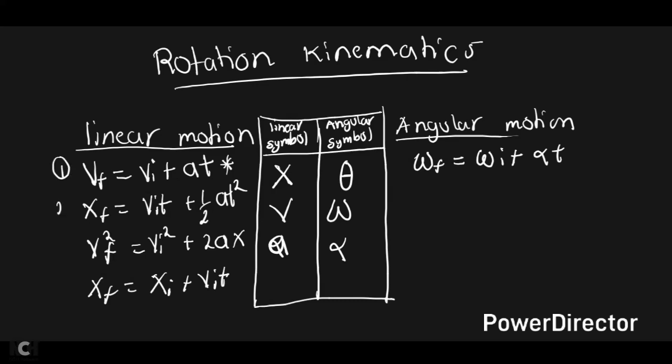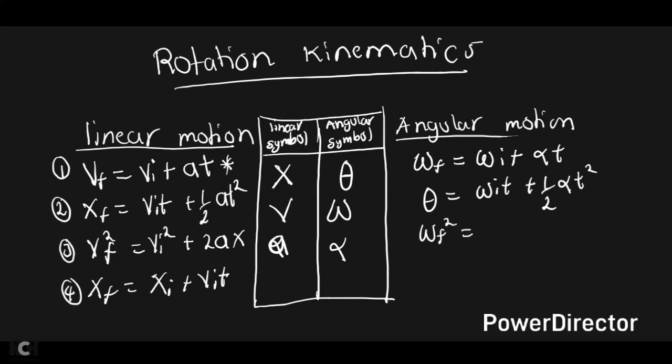So this is the first one, and this is the second one, and this is the third one, and this is the fourth one. Let's change the second one. Remember that's a displacement, so it will change to theta. It will be theta final is equal to omega initial times t plus 1/2 times alpha times t squared, like that. How about the third one? It will be omega final squared is equal to omega initial squared plus 2 alpha, then the displacement changes to theta, like that.